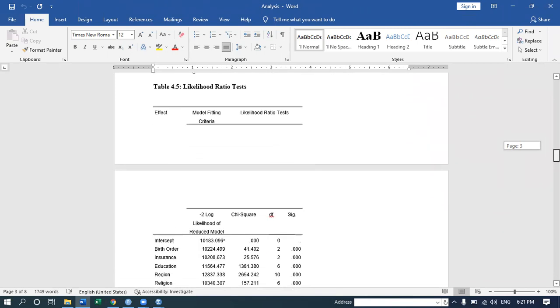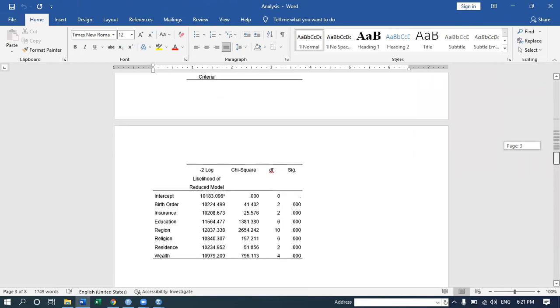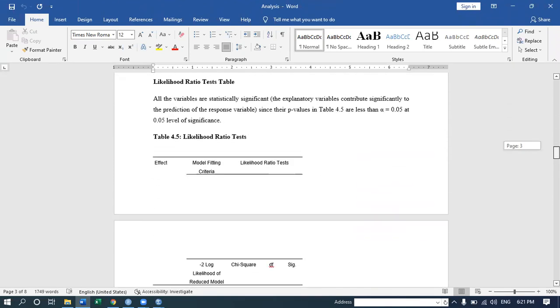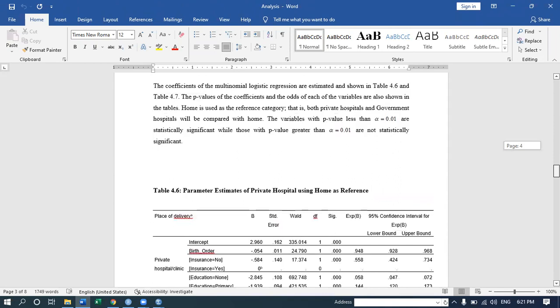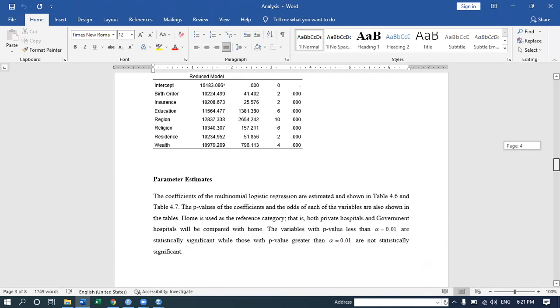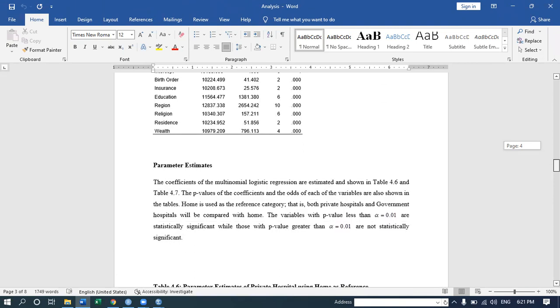So we also tested, like I've told you, whether the model is significant. Now let's do a test for each of the variables, and each of the variables is also significant. All the variables are statistically significant because their p-values in table 4.5 are all less than 0.05. Since they are all significant, it means I can now interpret. Take note, we are using alpha 0.01. That's what I use for this work.